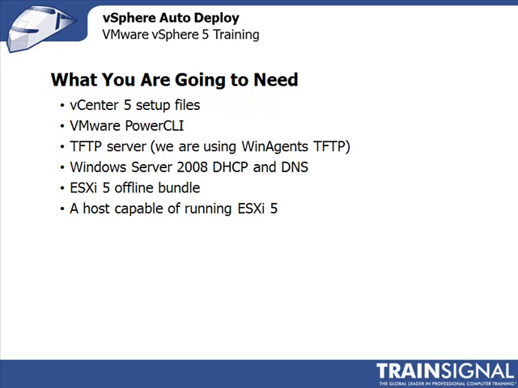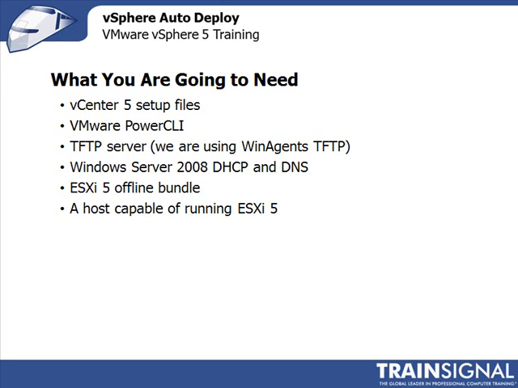So what are you going to need to follow along? Well, you're going to need the vCenter 5 setup files for sure. You're going to need VMware PowerCLI. You're going to need a TFTP server of some sort. Again, we're using WinAgent's TFTP. You need Windows Server 2008, DHCP, and DNS if you want to follow along with exactly what we're doing.